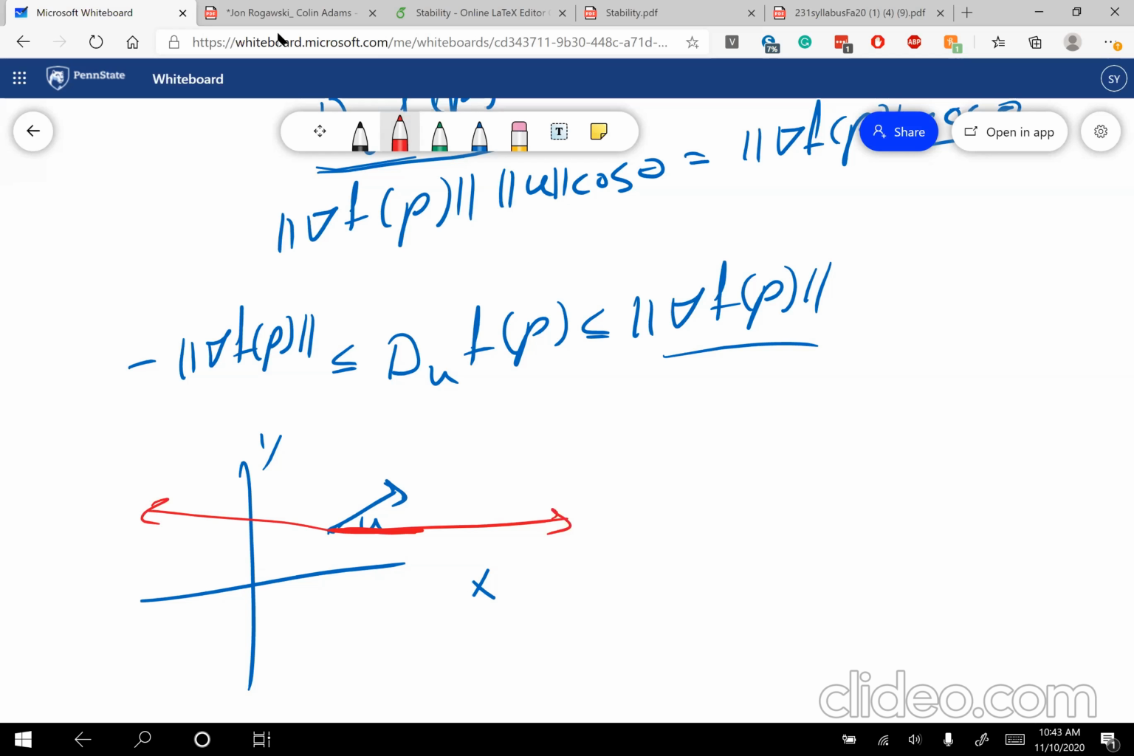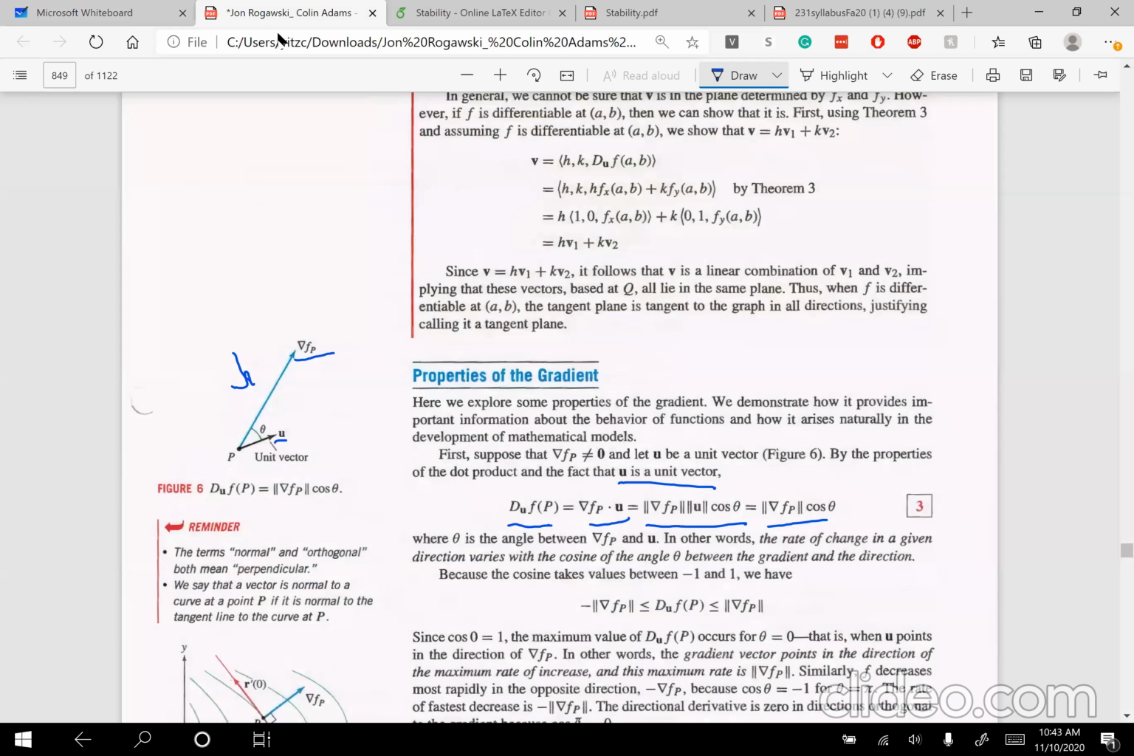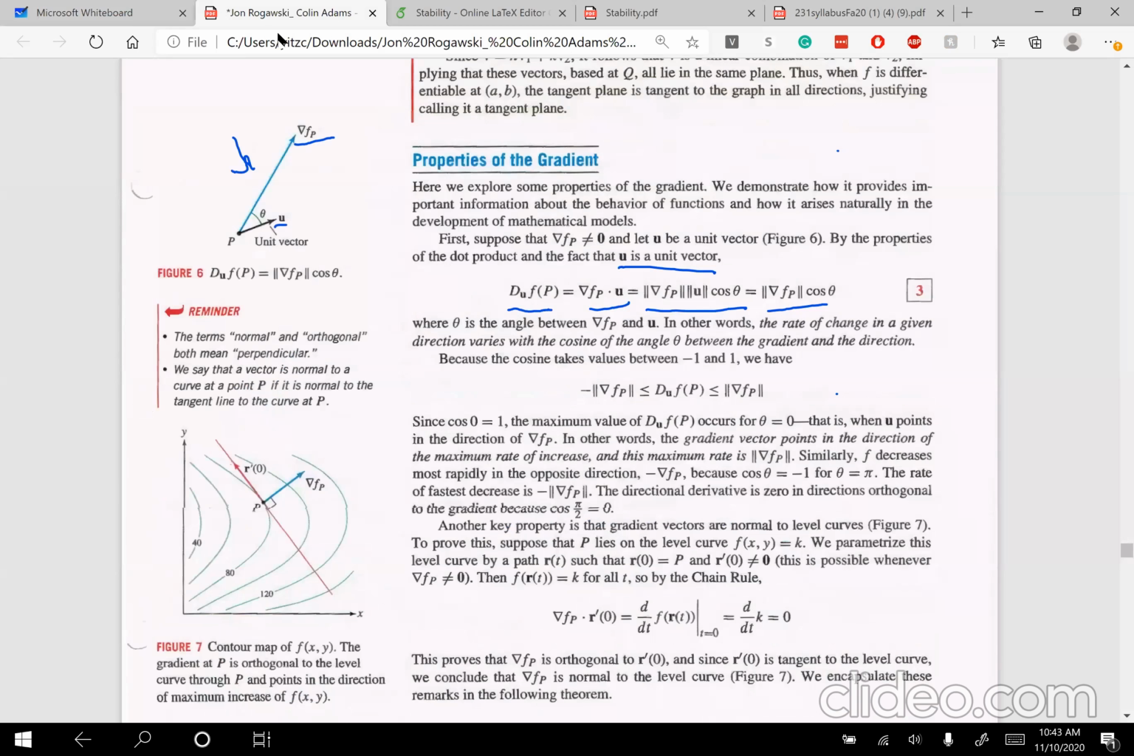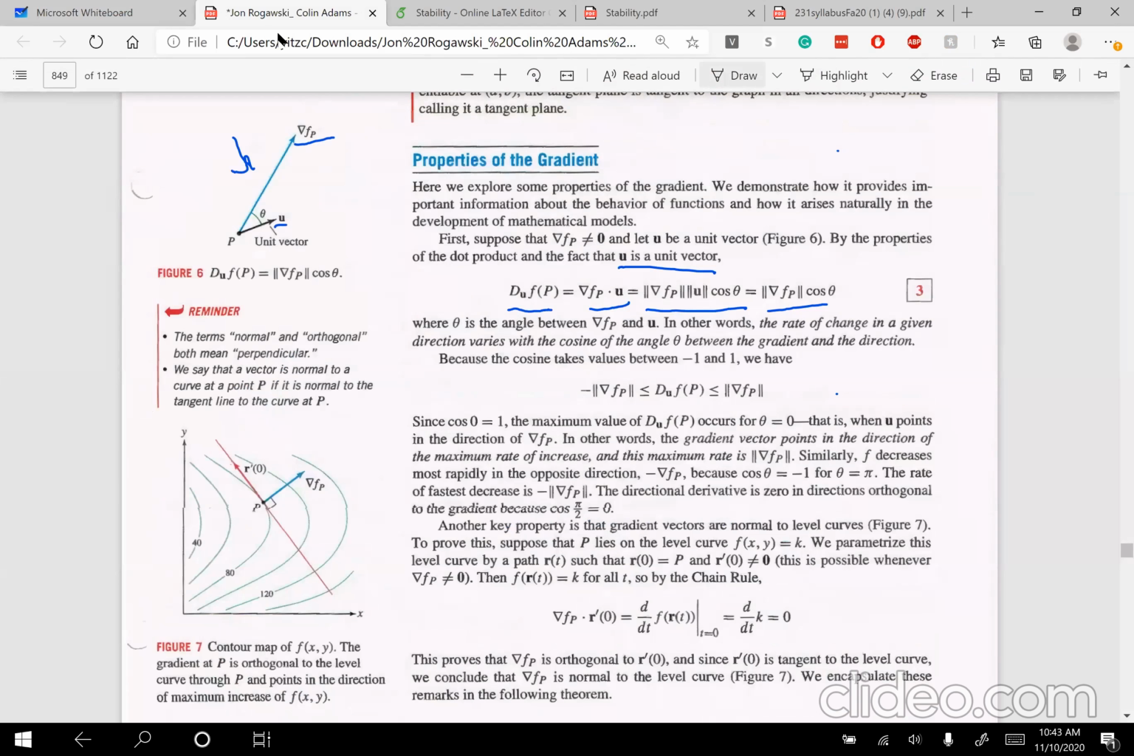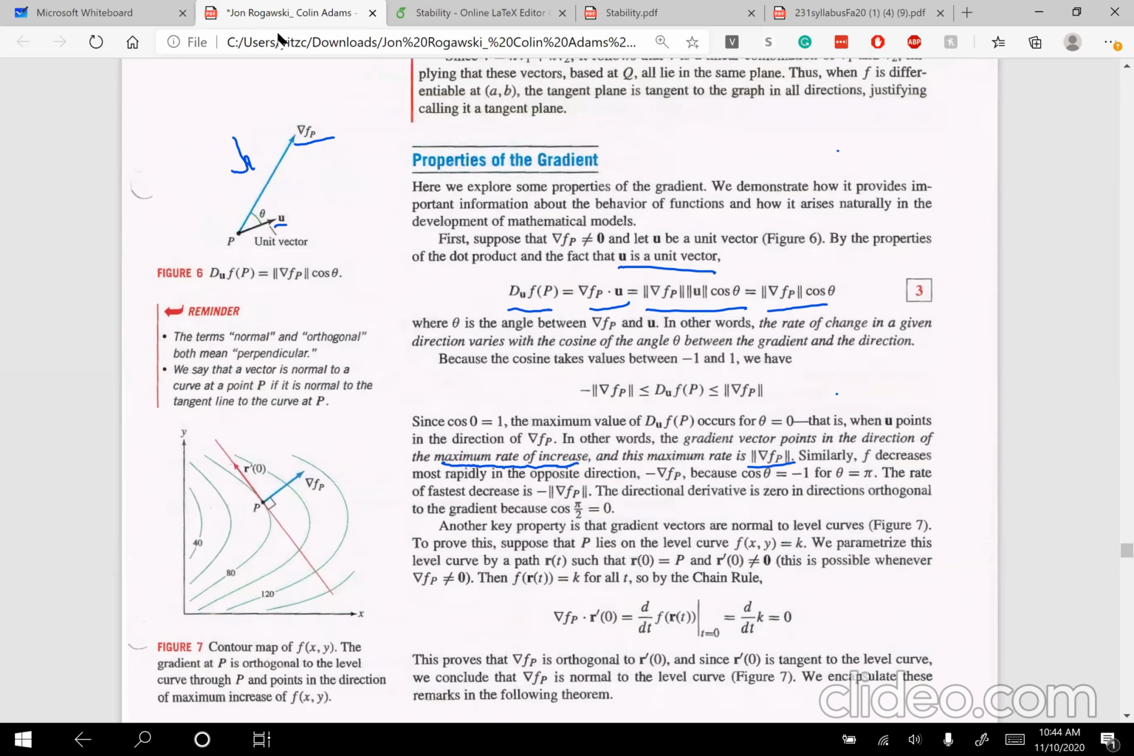Okay, so in other words, the gradient vector points in the direction of maximum rate of increase, and the maximum rate is the magnitude of the gradient. And similarly, f decreases most rapidly in the opposite direction, and in the opposite direction, the rate of decrease is that.